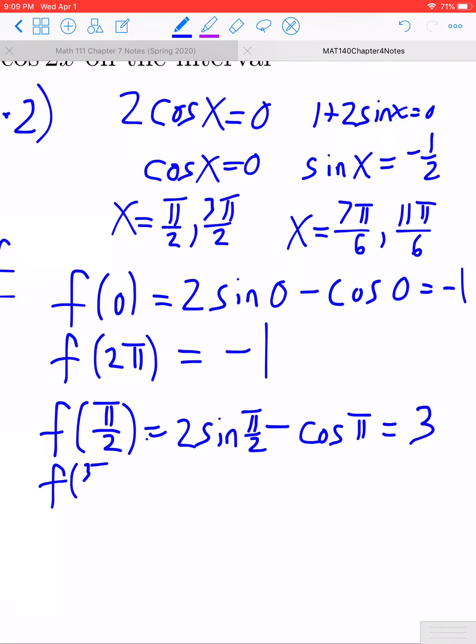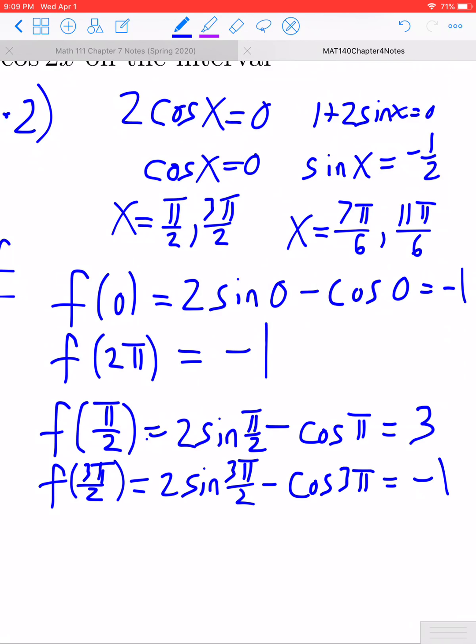F of 3 pi over 2. This is going to be 2 times the sine of 3 pi over 2 minus the cosine of 2 times 3 pi over 2, which will be 3 pi. The sine of 3 pi over 2 is negative 1. 3 pi is coterminal to pi, and we know that the cosine of pi is negative 1. So we're going to get negative 2 minus a negative 1, which would be negative 2 plus 1, which is negative 1.